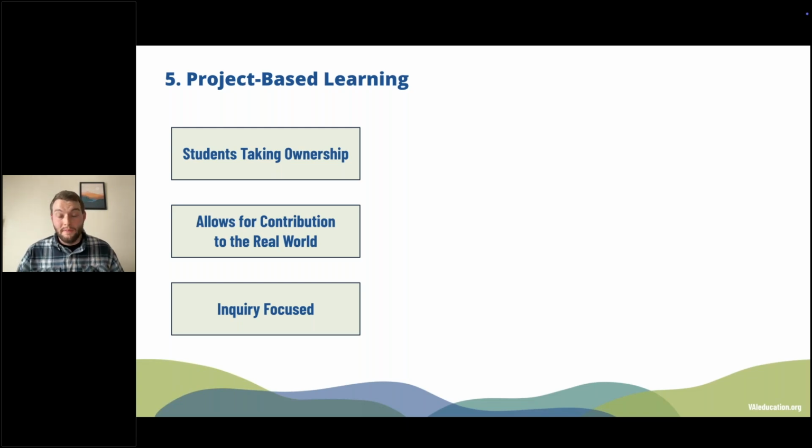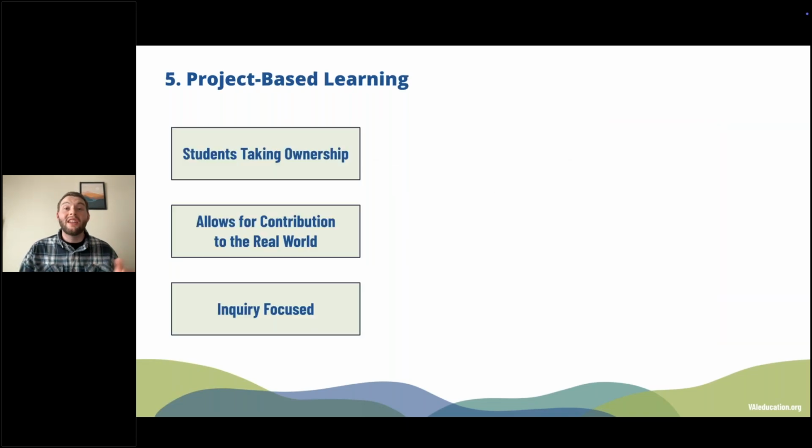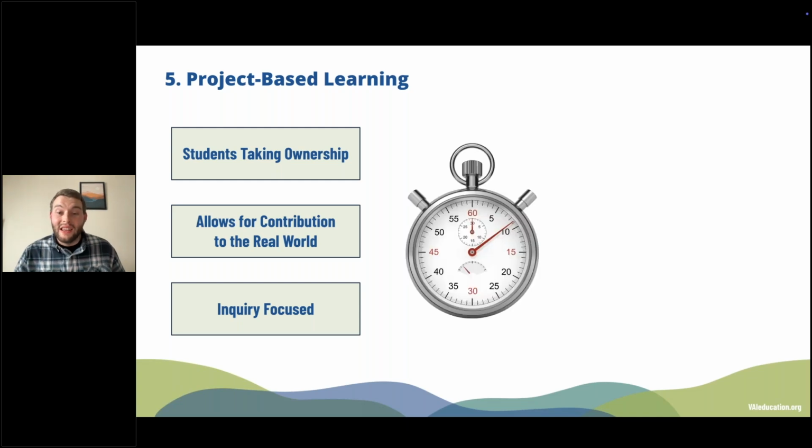Now, I have news for you. If you've done my previous two strategies, which were an authentic audience and problem to progress, you've already taken two really big baby steps toward a project-based learning basis. Because we know that project-based learning takes a lot of time. So I would start with those first two.